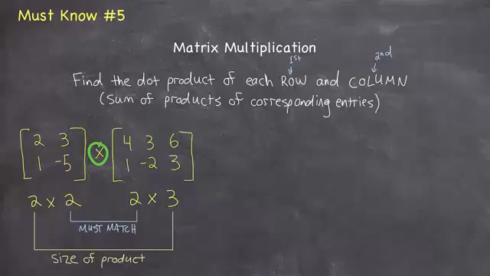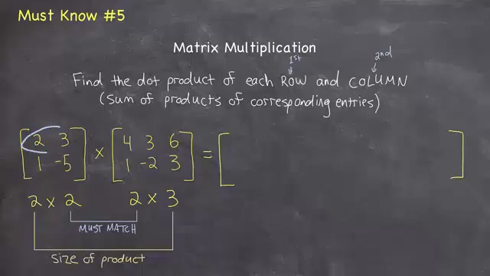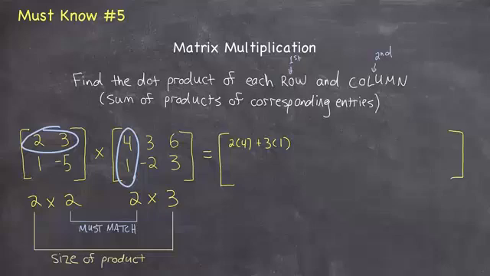So the product of these matrices is going to result in a 2 by 3 matrix, which means there are going to be 1, 2, 3, 4, 5, 6 entries in this matrix. To find the entry that goes in row 1, column 1, I find the dot product of row 1 from my first matrix and column 1 of my second matrix. And to find that dot product, I find the sum of the products of their corresponding entries. So the first entry in the row times the first entry in the column, 2 times 4, plus the second entry in the row times the second entry in the column, 3 times 1. And then I'll just repeat this process 5 more times.